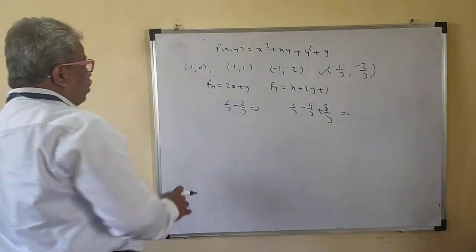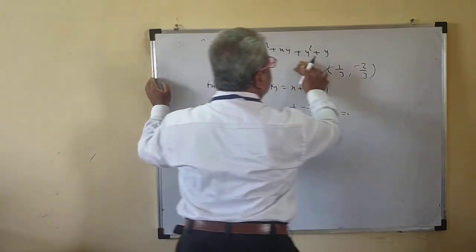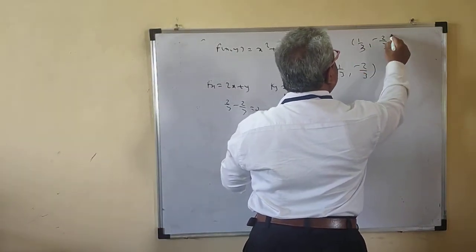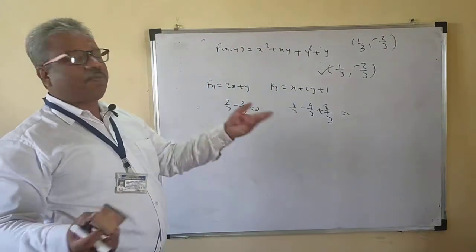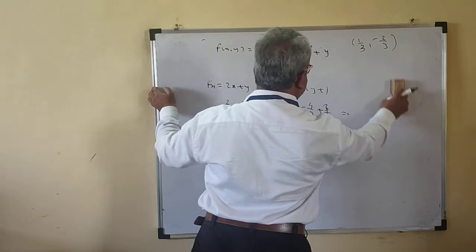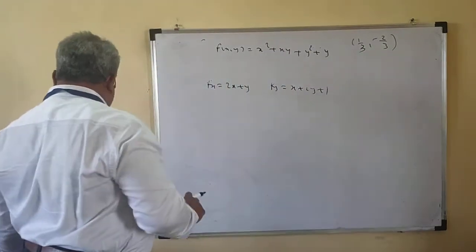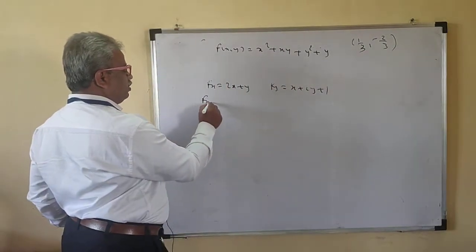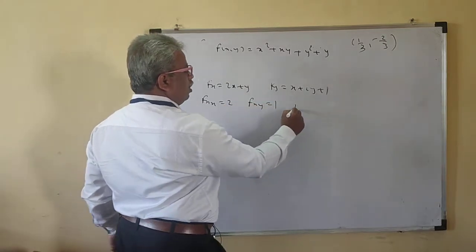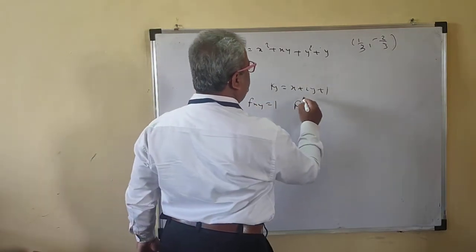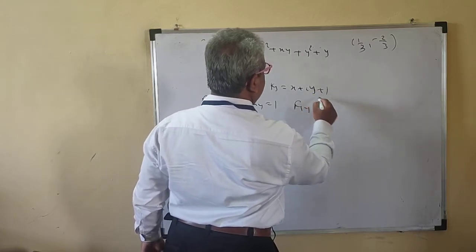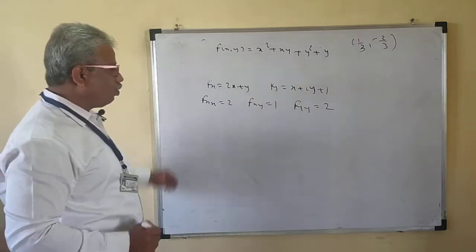Now one more thing they will ask you. They will give you that the point (1 by 3, minus 2 by 3) is the critical point. But what happens at that point, whether the function has a maximum value, minimum value, saddle point, all those things. For that you have to find fxx, that is 2. Fxy is 1. Fyy is twice y, which is 2 now.